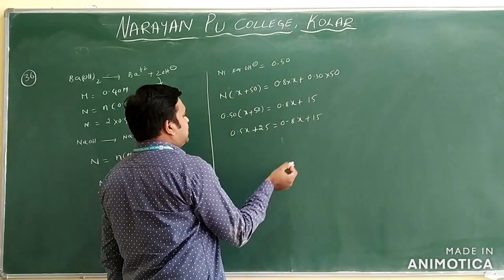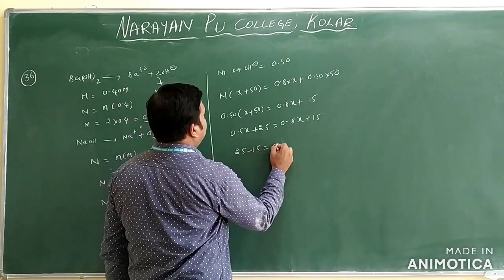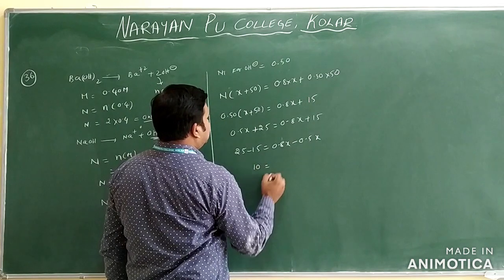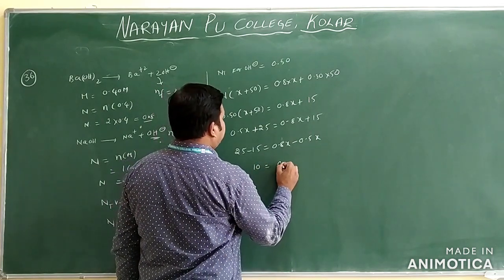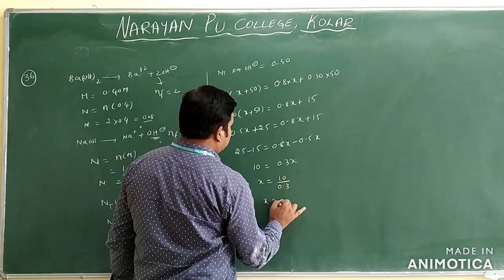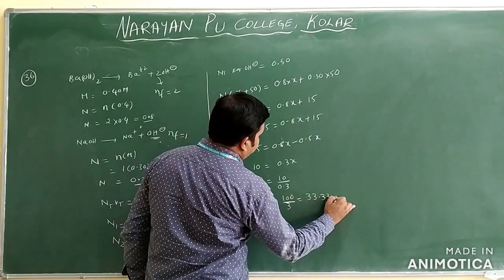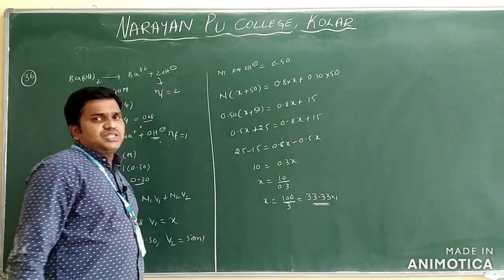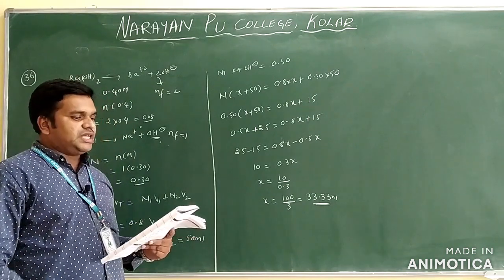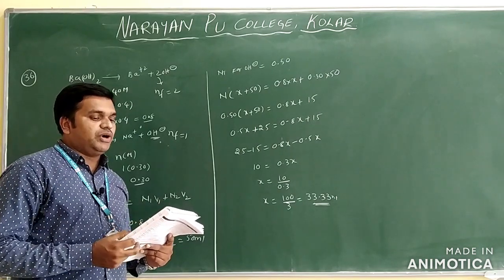You can take the x terms on one side and the numbers on one side. What you will get here, 25 minus 15 is equal to 0.8x minus 0.5x. So 10 is equal to 0.3x. x is equal to 10 by 0.3. So x you will get here 100 by 3, that is equal to 33.33 only. So this is the volume of barium hydroxide to neutralize the solution of OH minus with concentration 0.50 molar only.